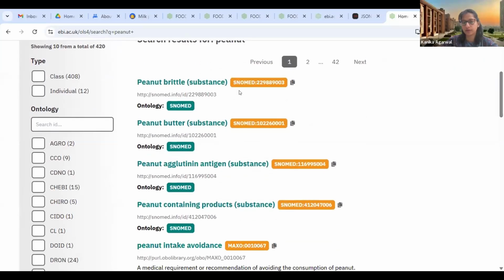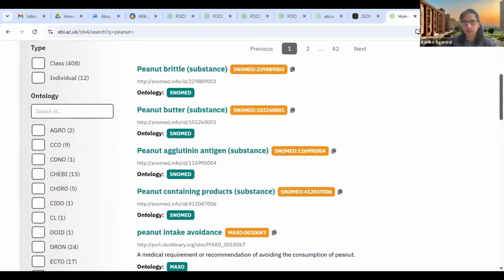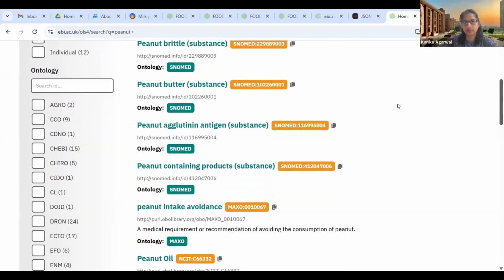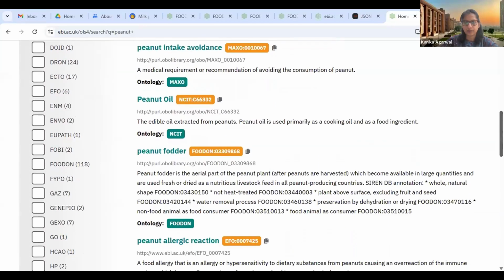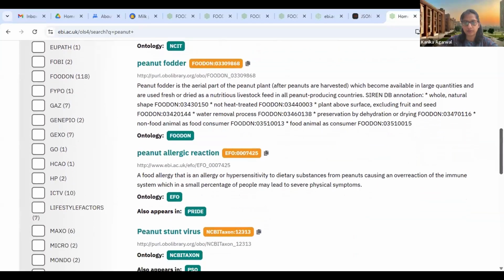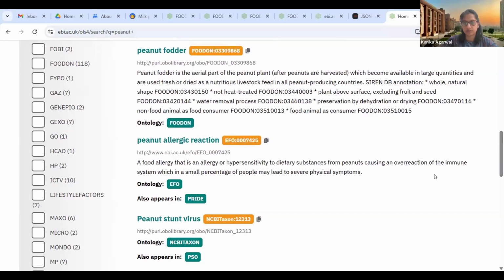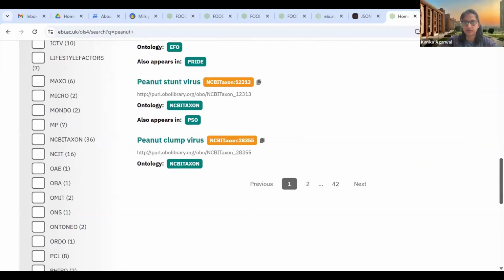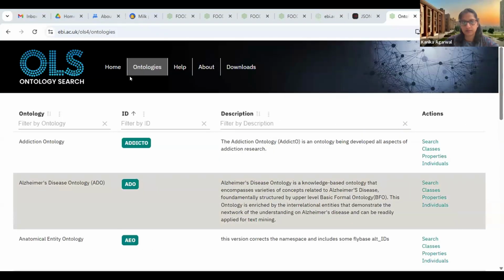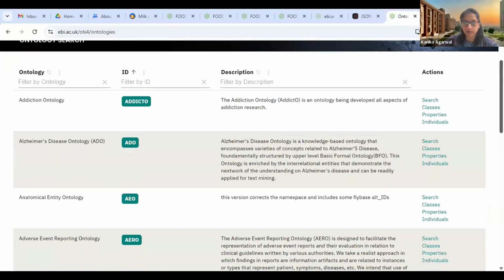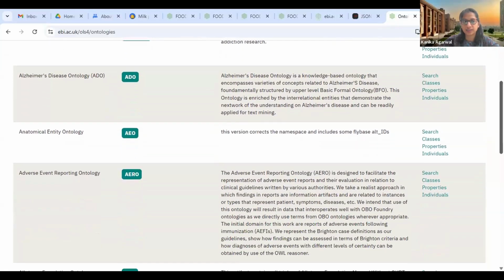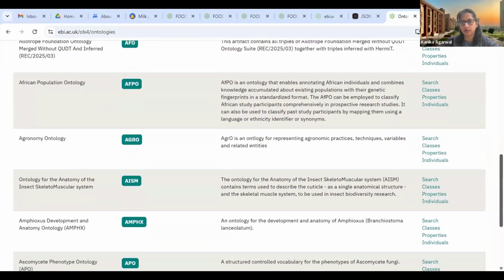These are SNOMED. SNOMED is basically a clinical ontology. So there is a lot of peanut allergy, therefore you see peanut agglutinin antigen, peanut containing substances or products. We're looking at FoodOn right now, so we'll just look at this FoodOn ontology. This is the home page or the landing page. You can look at the different ontologies that are available on this lookup and see the wide spread of these ontologies that are linked with each other and available on OLS.